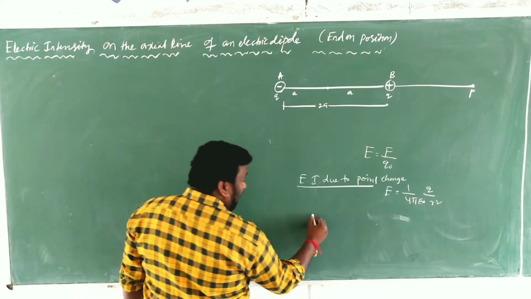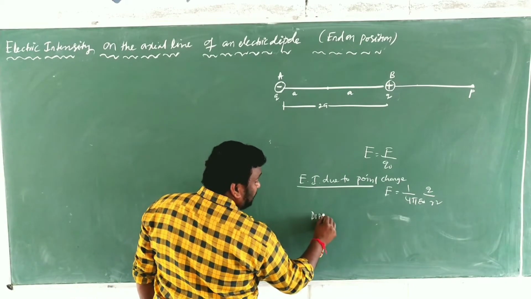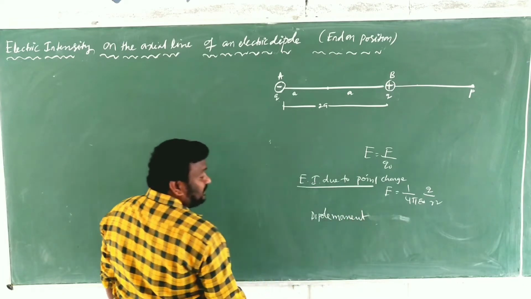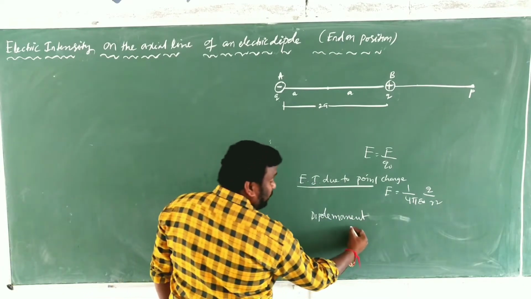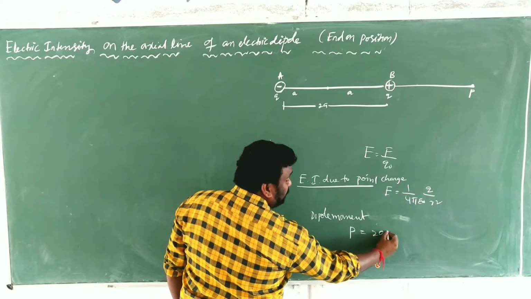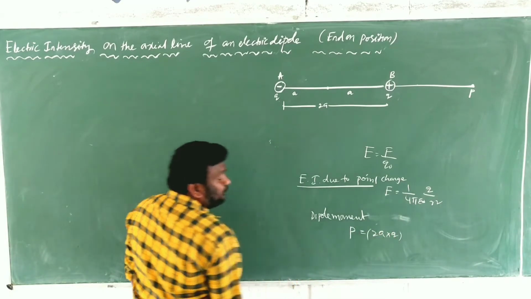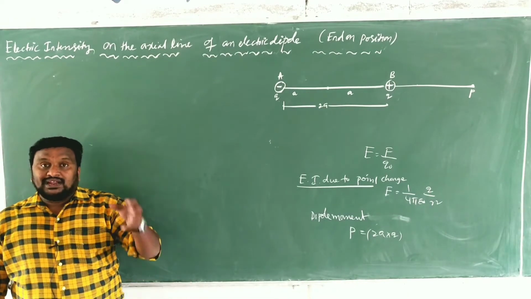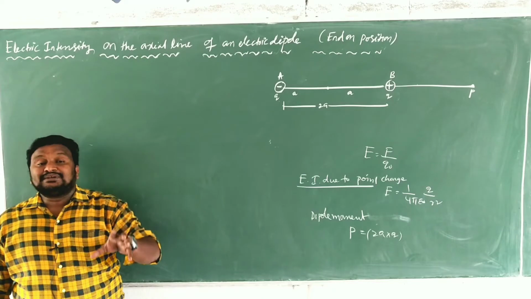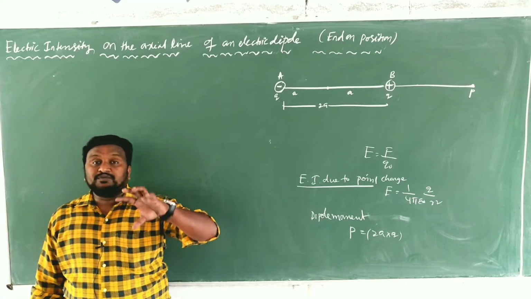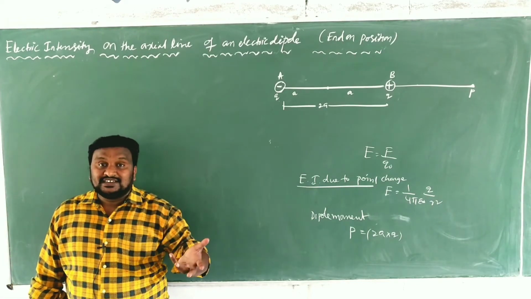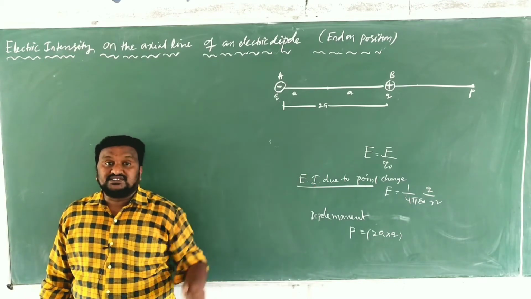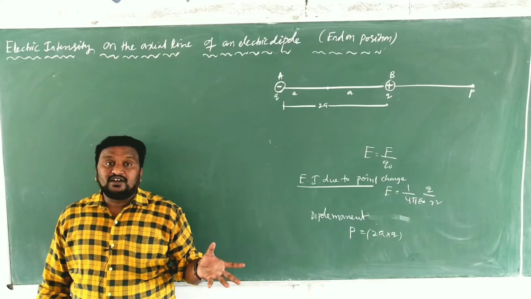And after that you have to know about the idea of dipole moment. What is meant by dipole moment? Dipole moment is nothing but we write p is equal to 2a into q. Dipole moment is the product of the magnitude of charge and the displacement vector from the negative charge to the positive charge. That is what we call dipole moment.